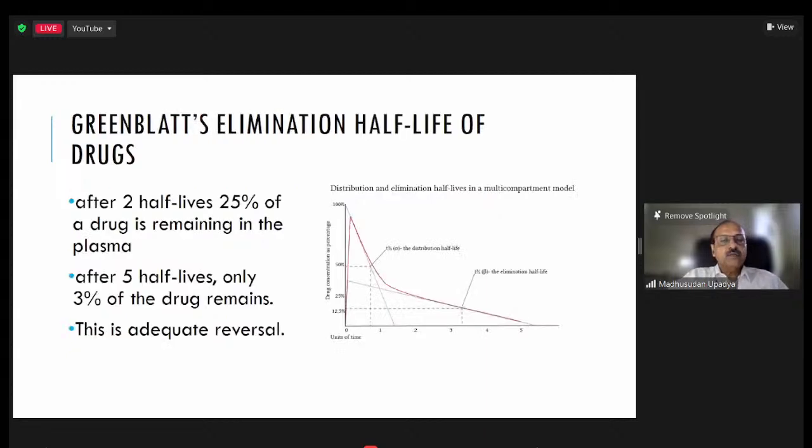At all times, it's worth remembering Greenblatt's elimination half-life of drugs. Basically, we all believe that waiting for 2 half-lives of an agent is sufficient. And Greenblatt, in the graph plotted on the right side, has clearly charted it out, saying that after 2 half-lives, 25% of a drug is still remaining in the plasma. And after about 5 half-lives, only 3% of the drug remains. That is basically an adequate reversal.